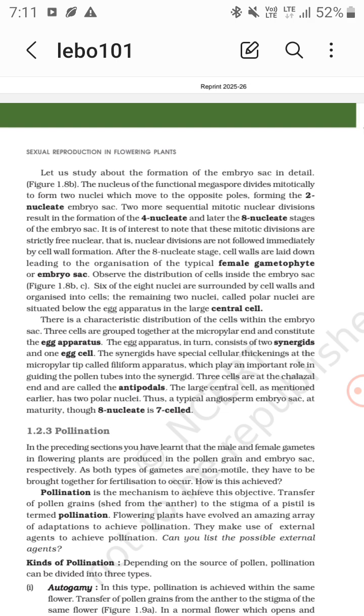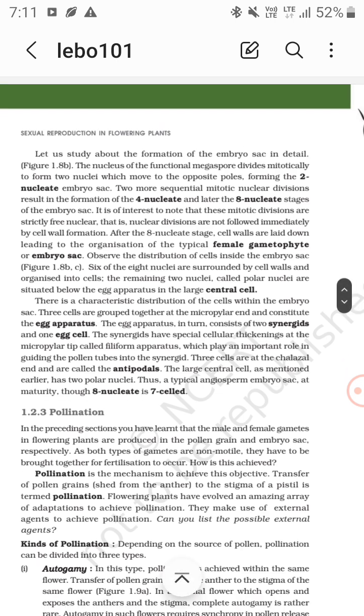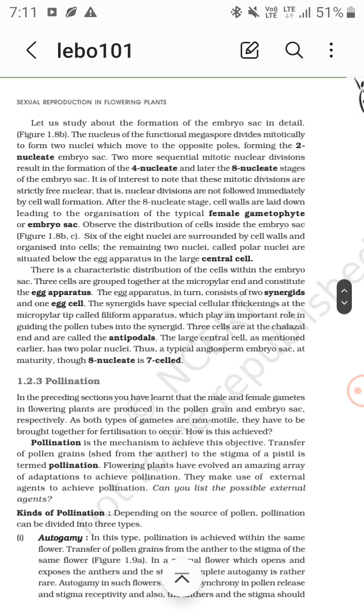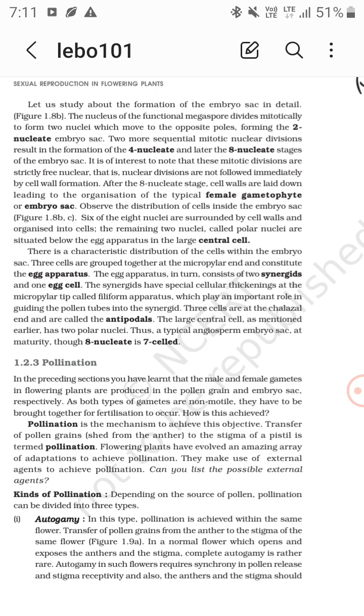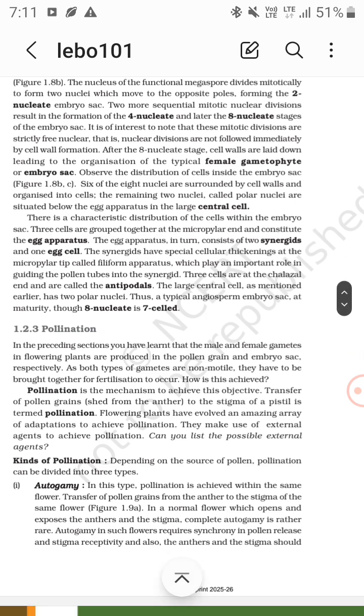Now 3 cells group together at the micropylar end: 2 synergids and 1 egg cell. They make the egg apparatus. Synergids have special cellular thickenings at the micropylar tip called the filiform apparatus, which play an important role in guiding the pollen tube into the synergid. Three cells at the chalazal end are called the antipodal cells. Lastly, the central cell, as mentioned, has 2 polar nuclei. Thus a typical angiosperm embryo sac at maturity is 8-nucleate and 7-celled.